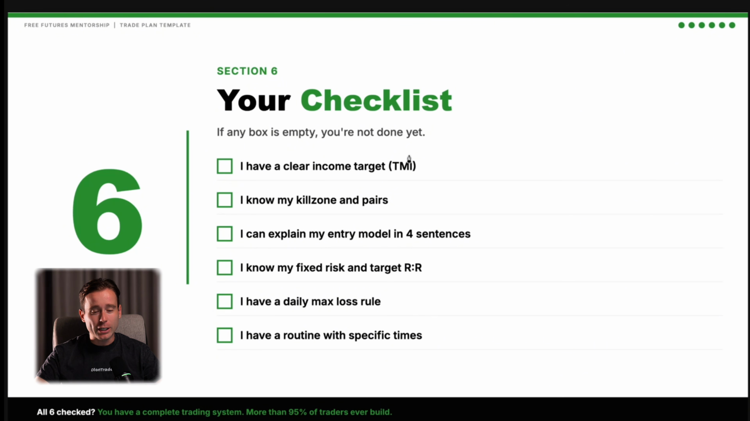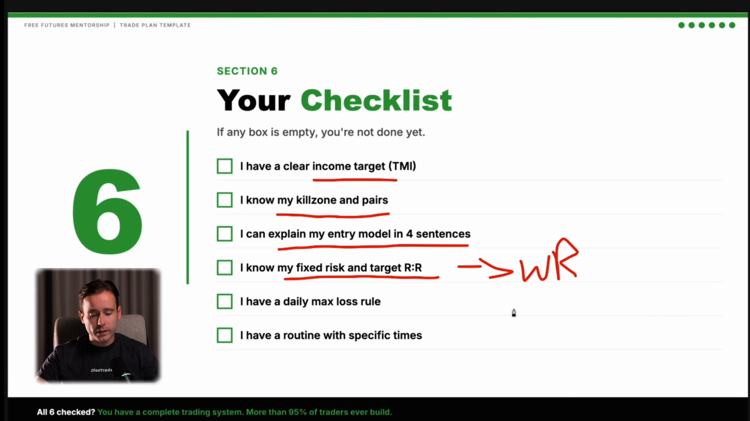And the final section is your checklist. Make sure that in your trade plan, all these are marked out right now. So you have a clear income target, you know your kill zones and your pairs. You can explain your entry model in 4 sentences. You know your risk, you know the risk reward you're shooting, and of course the win rate. You need to pair with that, more on that in a later video.